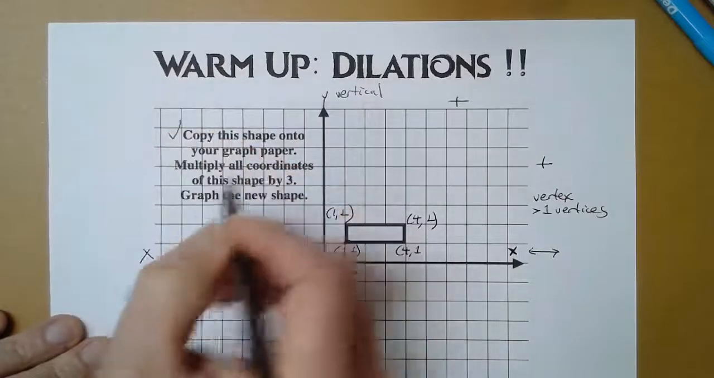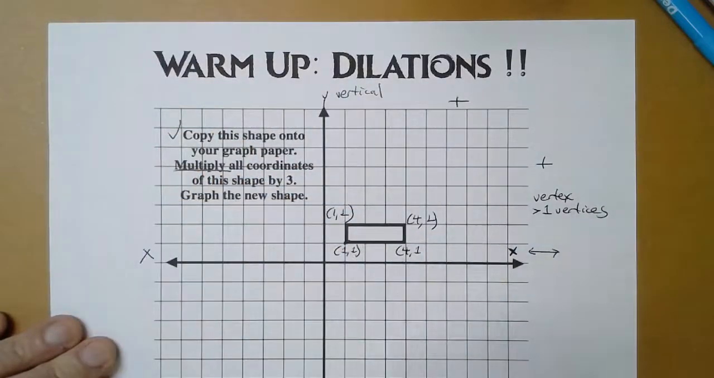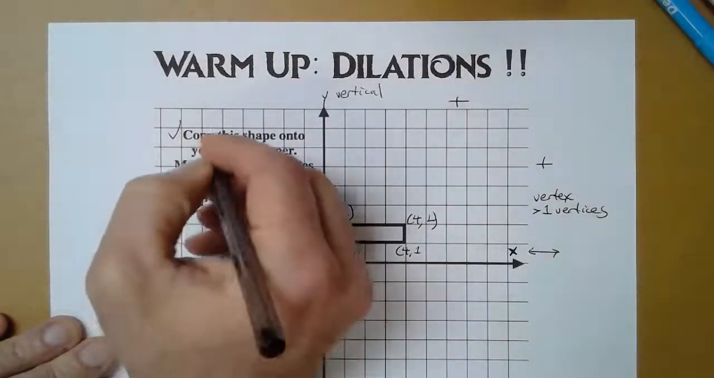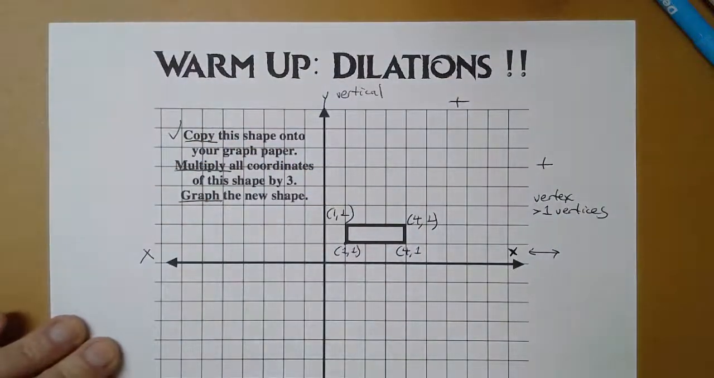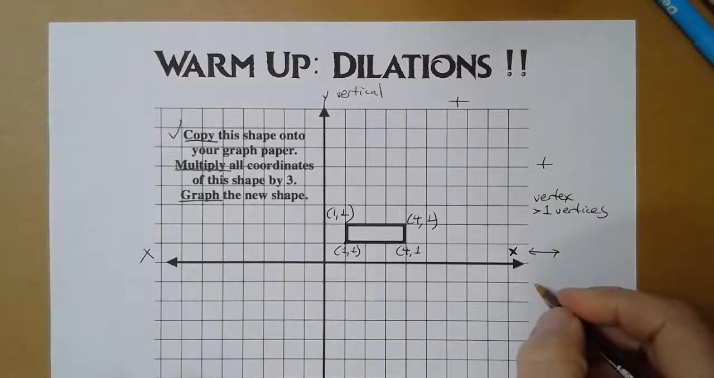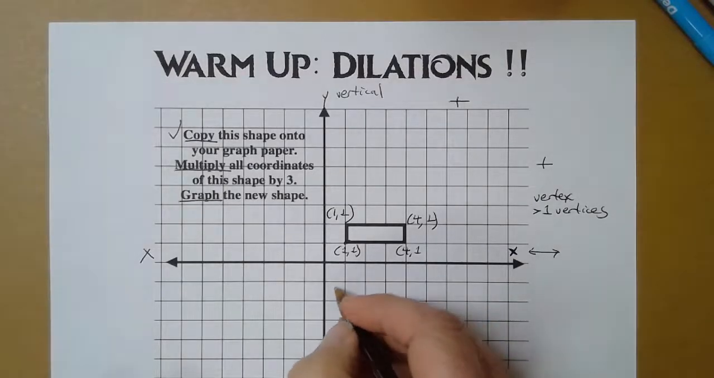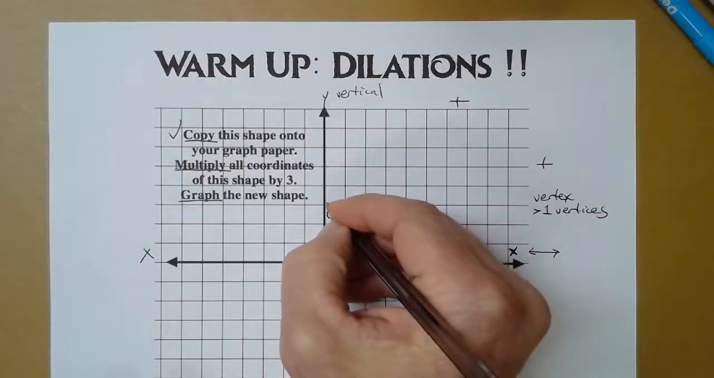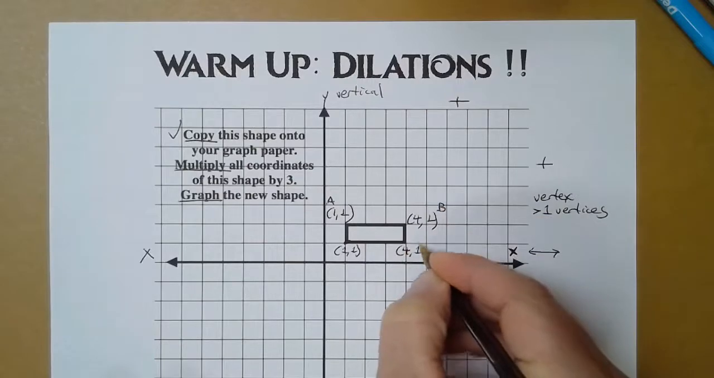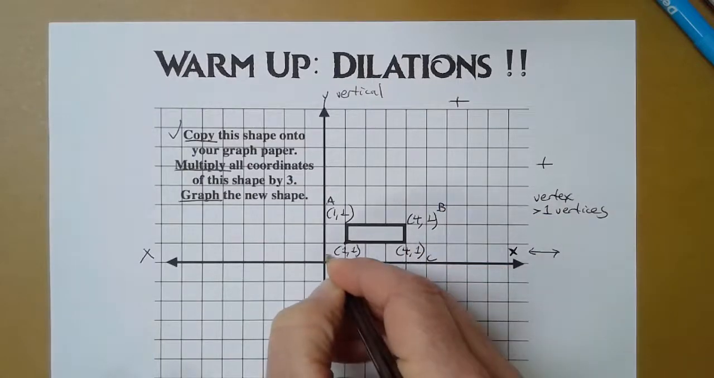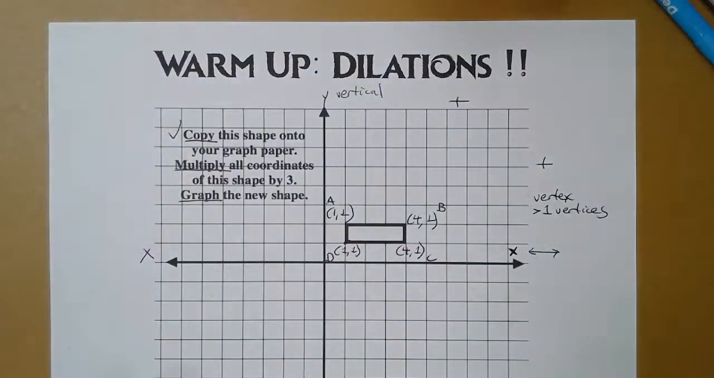So copy, check. Here's a verb, multiply, tells me something to do. Copy, multiply, graph. So everything times 3, I'm going to do my work over here. I'm going to call this vertex A, B, C, D. I know that is so creative, right? So creative.